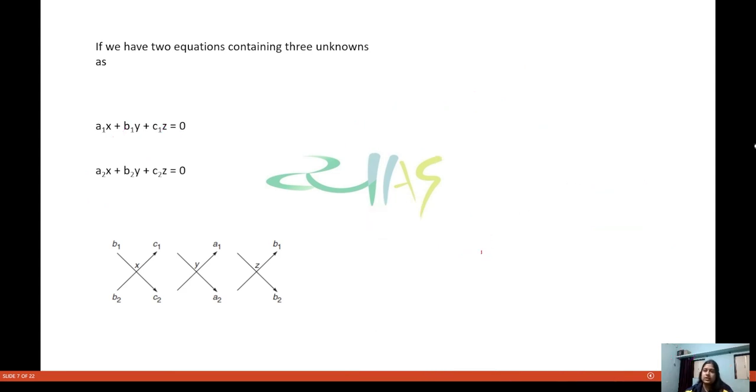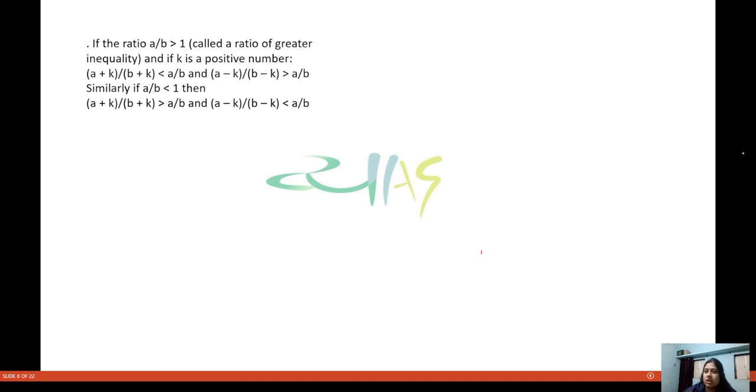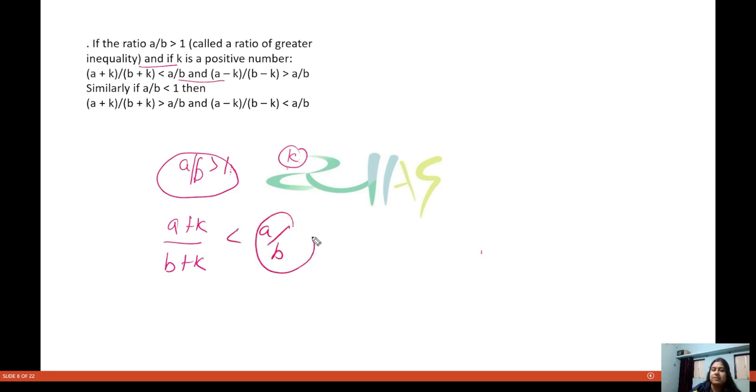Now let's move forward. Now look at this property. What is this property saying? If the ratio A by B is greater than 1, and K is a positive number, then whenever you add K, the result will be less than A by B. So if A by B is greater than 1 and you add the same number to the numerator and denominator, the resulting fraction will become less than A by B.